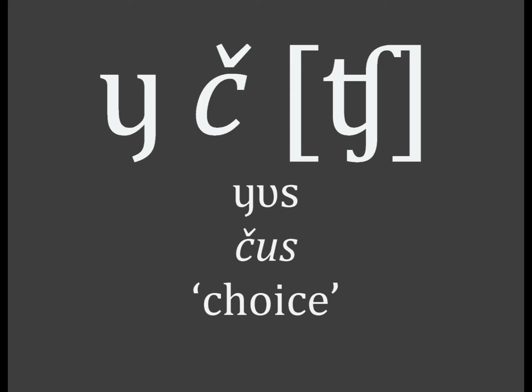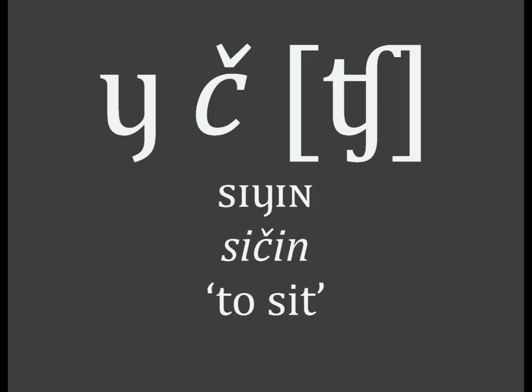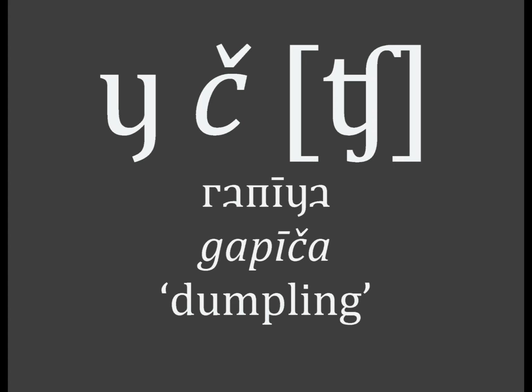Chus means choice. It represents an unvoiced post-alveolar or alveolo-palatal affricate, like the CH in cheese. It is the unvoiced counterpart to the letter juice. It is transliterated by the letter C with a hachek. It never occurs at the end of a word. Cheo, tea. Sichin, to sit. Gapicha is a kind of Valthungian dumpling.